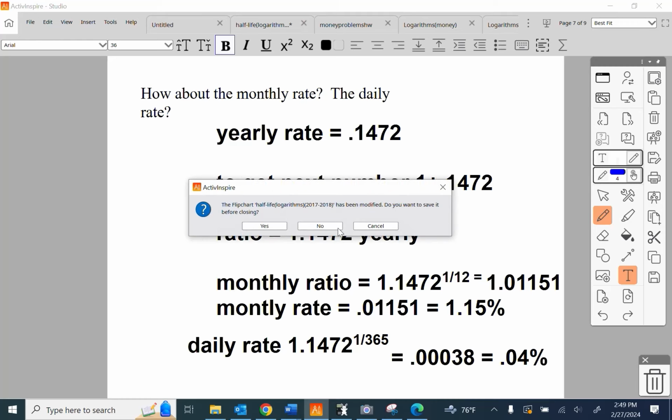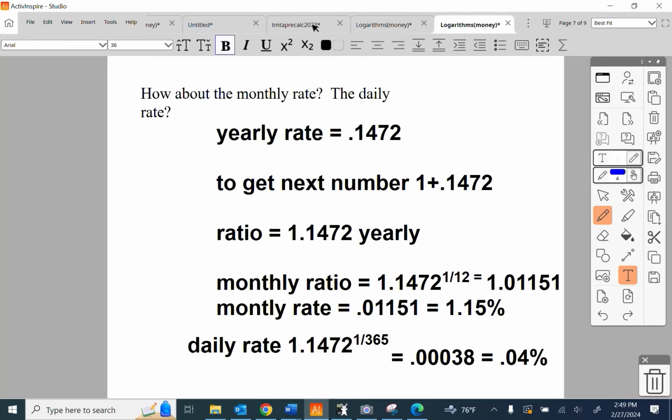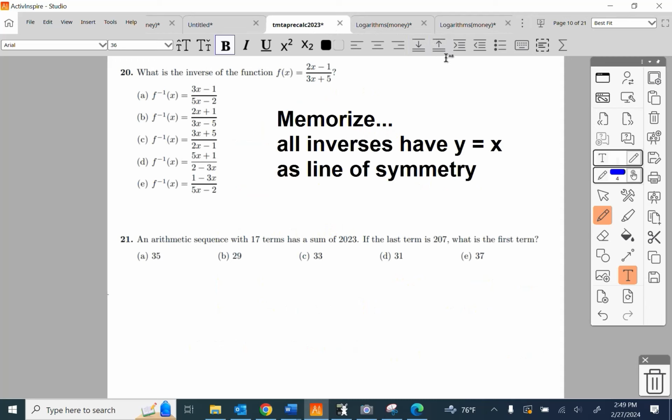All right, let me find y'all's test. This is TMTA Pre-Calc 2023, and I am now at 21. So what do we have here? We have an arithmetic sequence. Arithmetic means we add. 17 terms have a sum of 2023. The last term is 207.